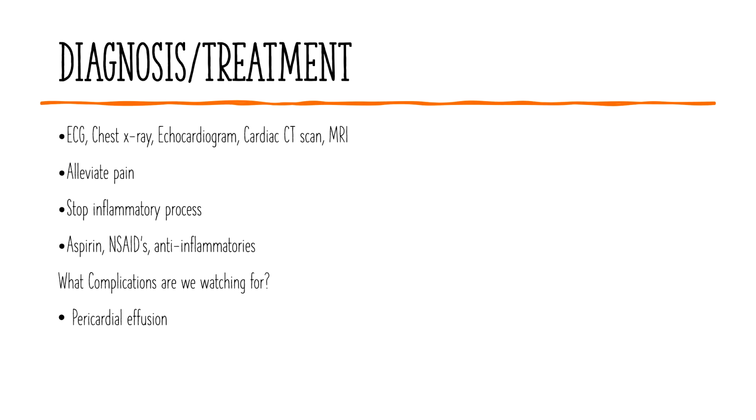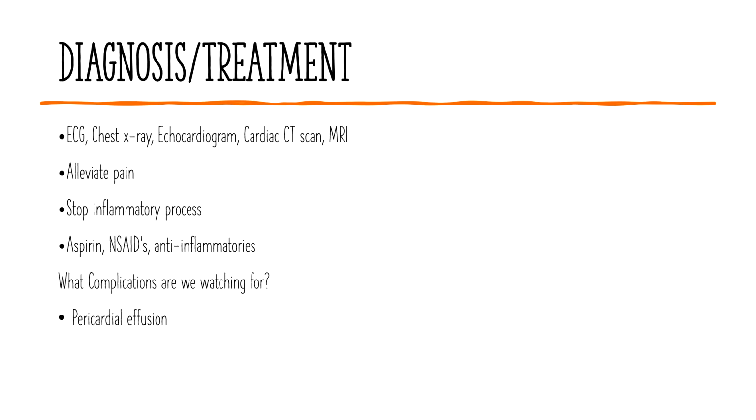Diagnosis: they can look at EKGs to see if they have any changes. They can look at chest x-rays and maybe see some changes there if they have something for comparison. Echocardiogram, again, super helpful, so it can tell us about fluid buildup. They can do a CT scan or an MRI also. And then we want to help with pain control, so they're probably going to be on some NSAIDs, some anti-inflammatory medications, maybe even aspirin. Stop the inflammatory process if we know what's happening there.